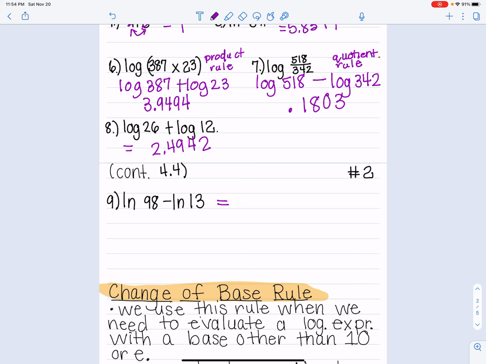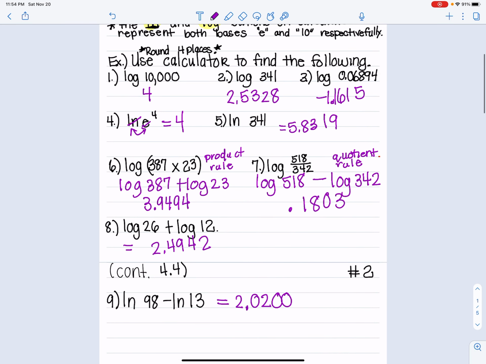Of 13. Hold on. I type in 12. Okay. Now, what do we get? Y'all should have gotten 2.0200. Okay. So this is how we do this. These, like I said, once again, are not that hard. You're just plugging it in your calculator.